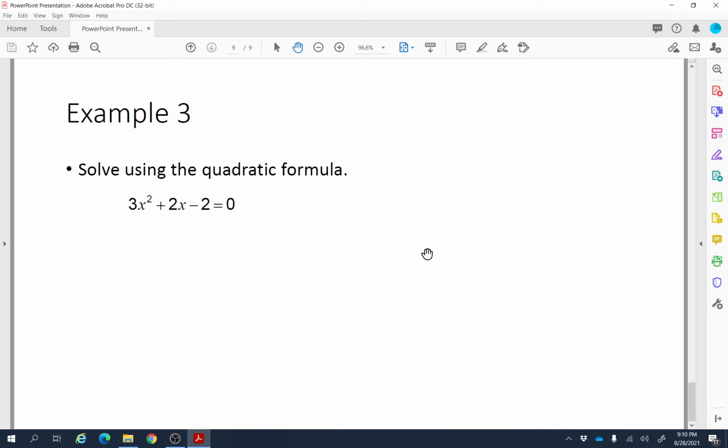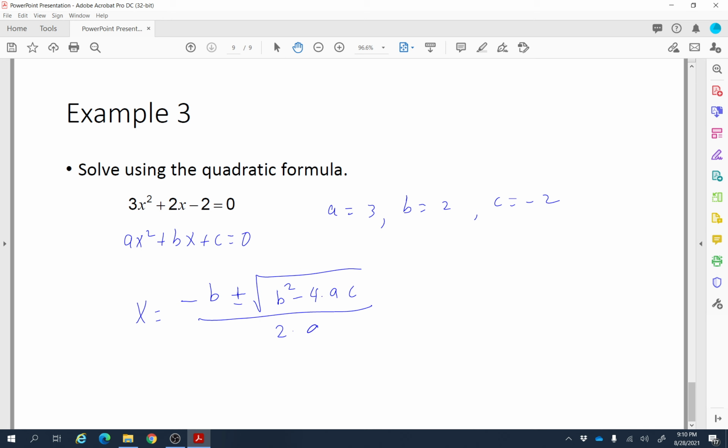So I'm going to just write it down: ax squared plus bx plus c equals 0. Comparing with this equation, it gives us a equals 3, b equals 2, and c equals negative 2. And now the solution by using the quadratic formula is negative b plus and minus, meaning one time plus, another time minus, square root of b squared minus 4 times a times c, over 2 times a. So we have to put the values of a, b, c here and simplify it.